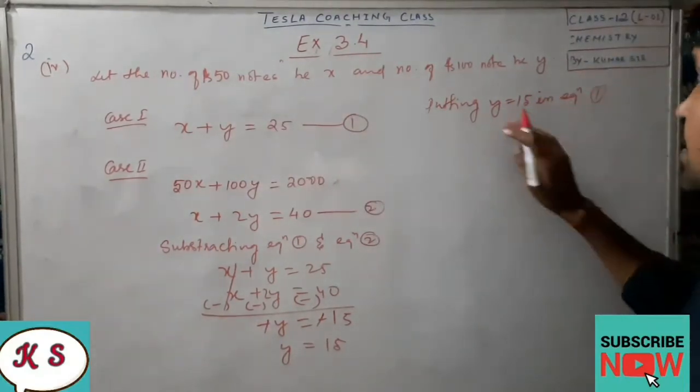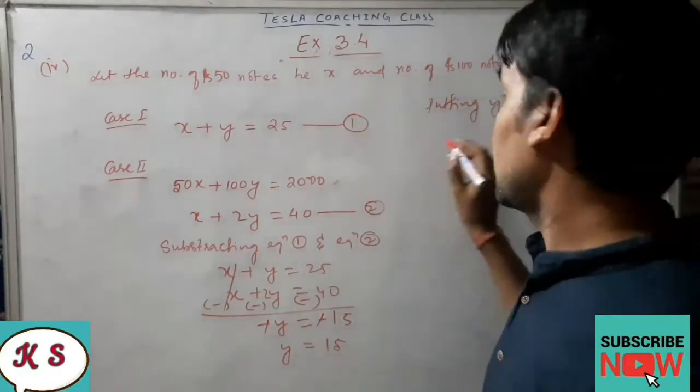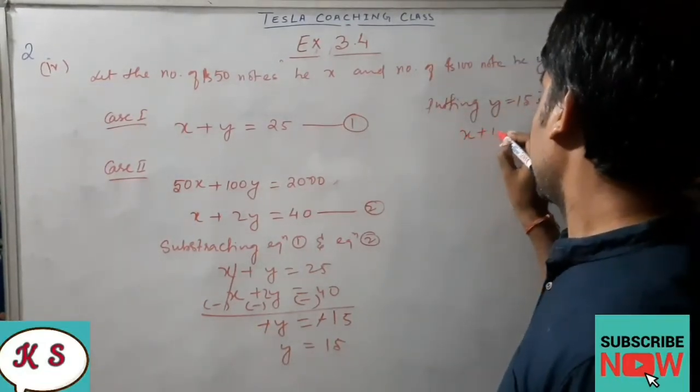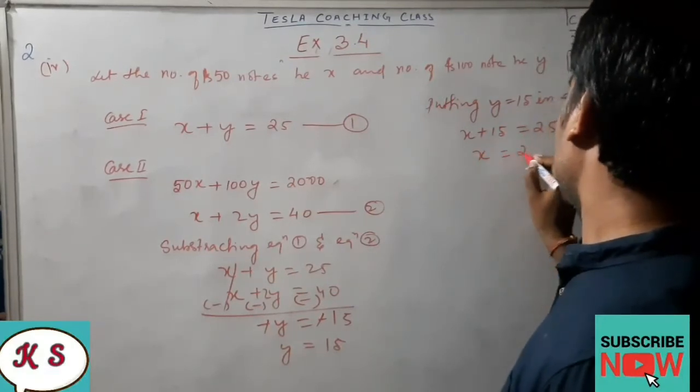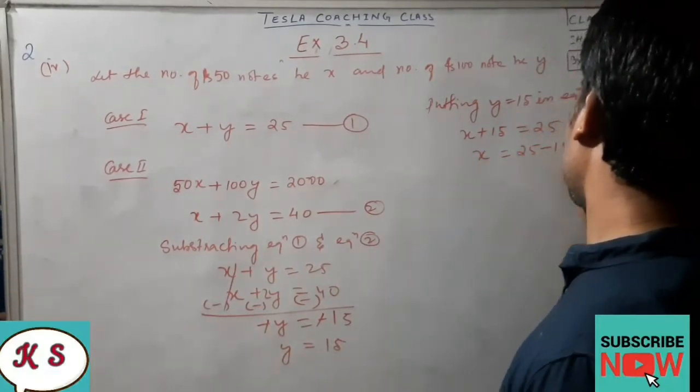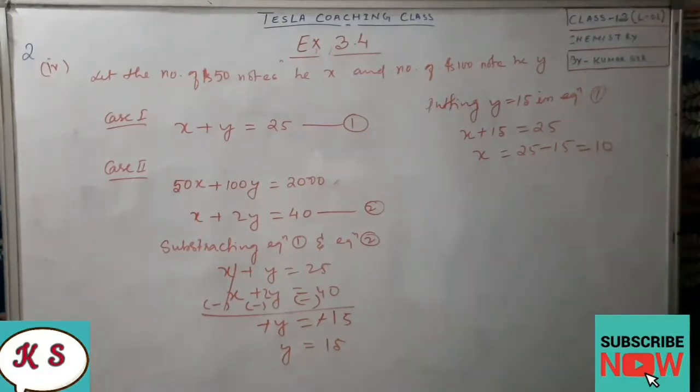Okay, so we'll substitute the value of Y in equation number 1. So we'll get X plus 15 equal to 25. So X is equal to 25 minus 15, which is equal to 10. So we got the value of X also and Y also.